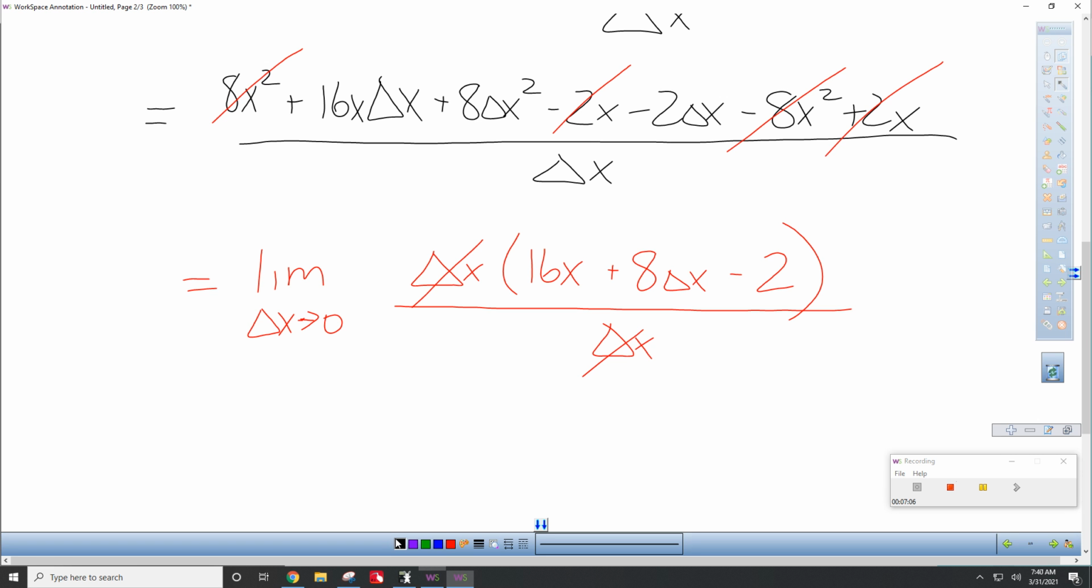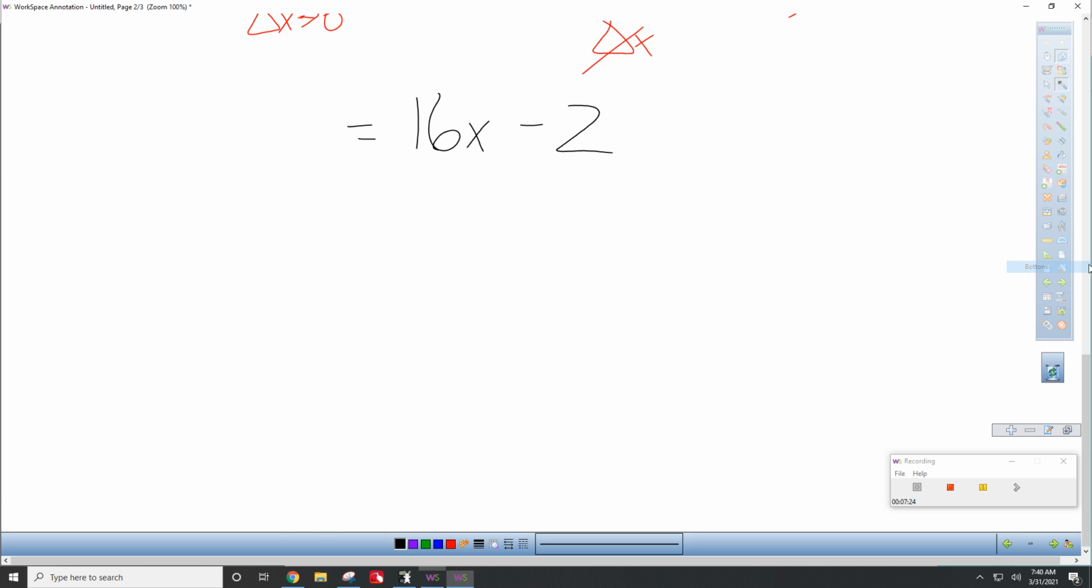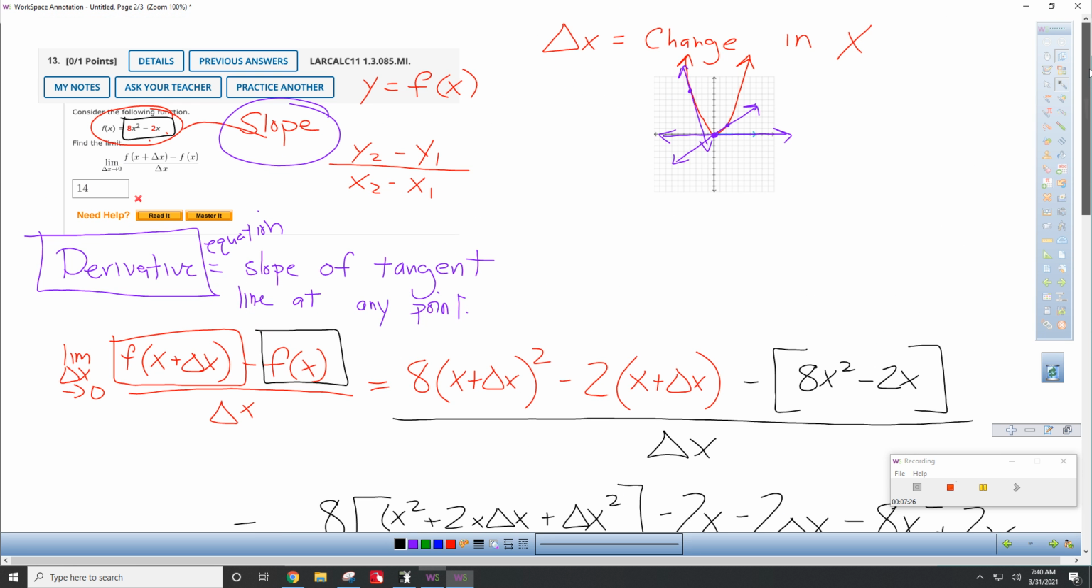Plug 0 in for delta x. That term becomes 0 because 8 times 0 is 0. And you are left with 16x minus 2. Okay? So that gives us the slope of the tangent at any point. Alright.